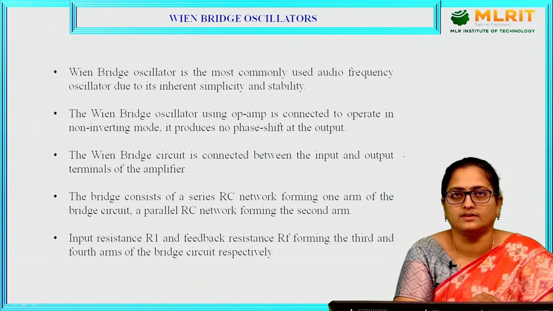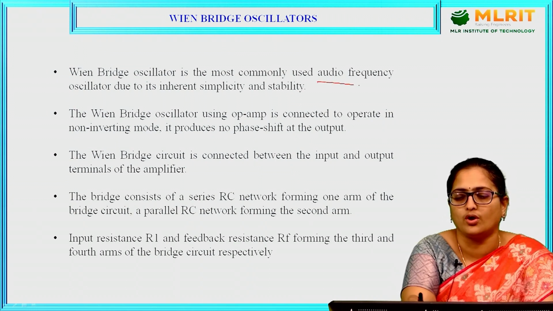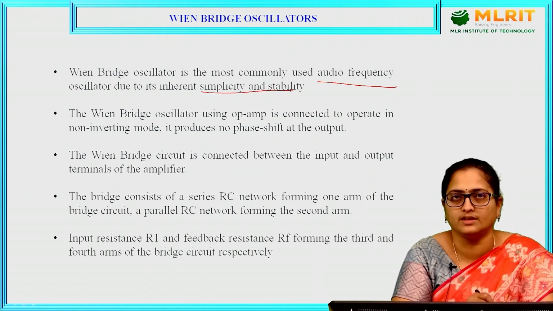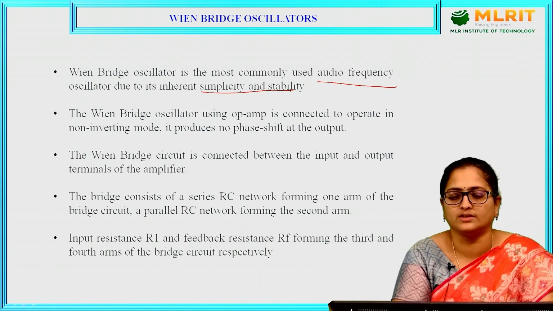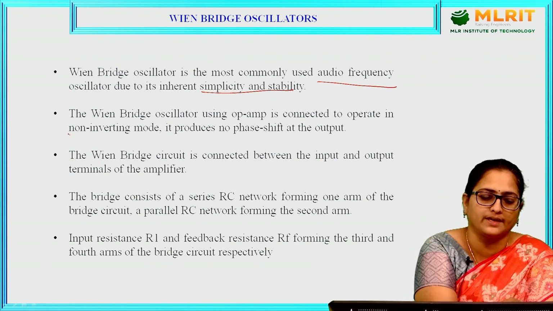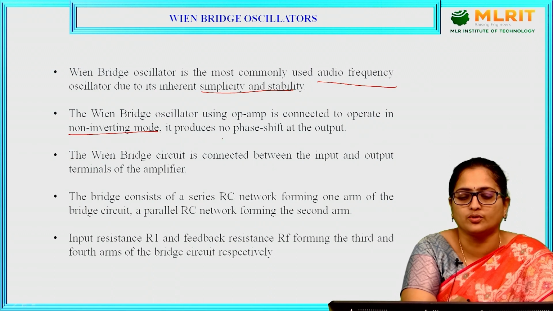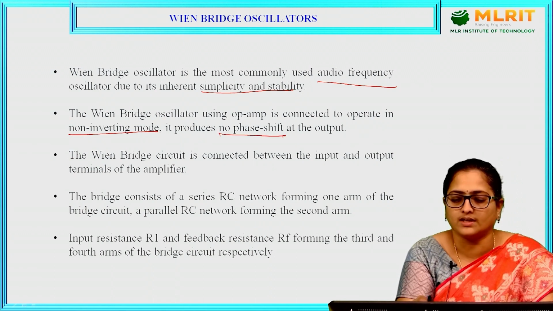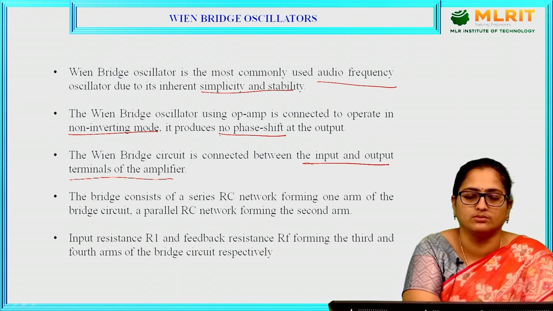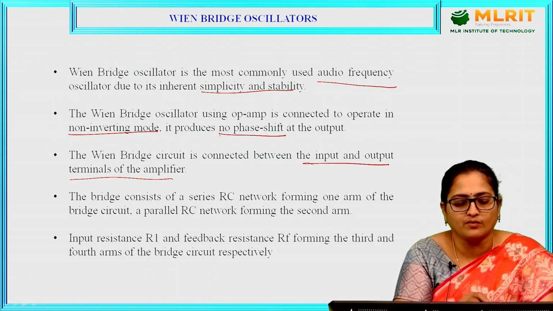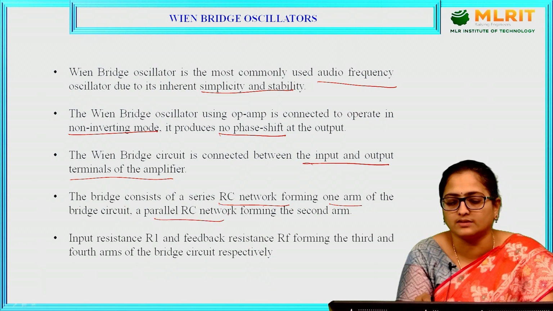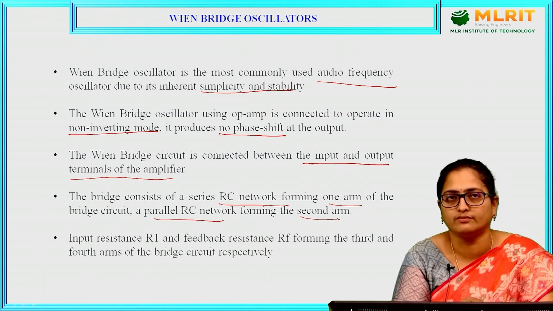Wien bridge oscillator is the most commonly used audio frequency oscillator due to its inherent simplicity and stability. The Wien bridge oscillator using op-amp is connected to operate in a non-inverting mode, which produces no phase shift at the output. The Wien bridge circuit is connected between the input and output terminal of an op-amp. The Wien bridge consists of a series RC network forming one arm of the bridge circuit and a parallel RC circuit forming a second arm of the circuit.